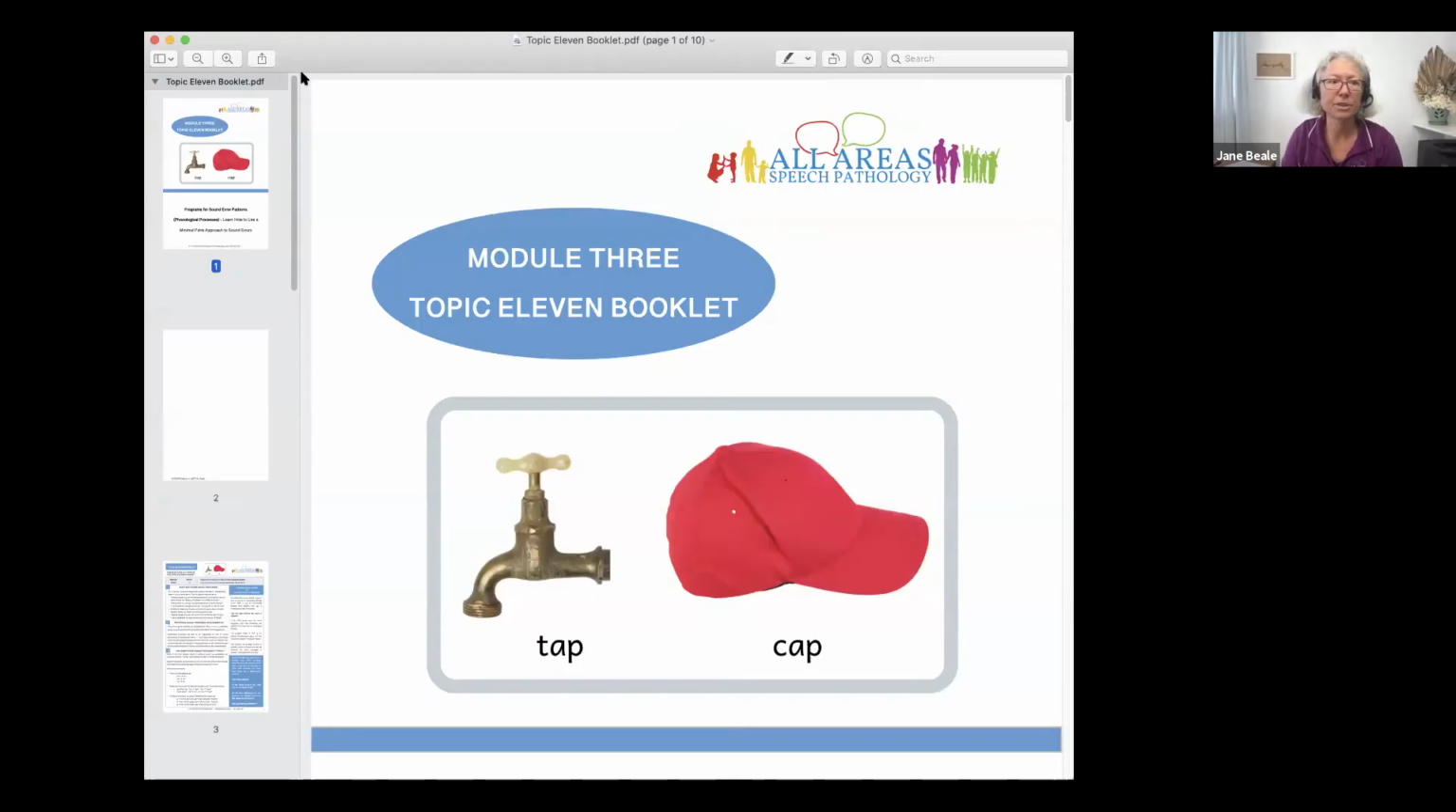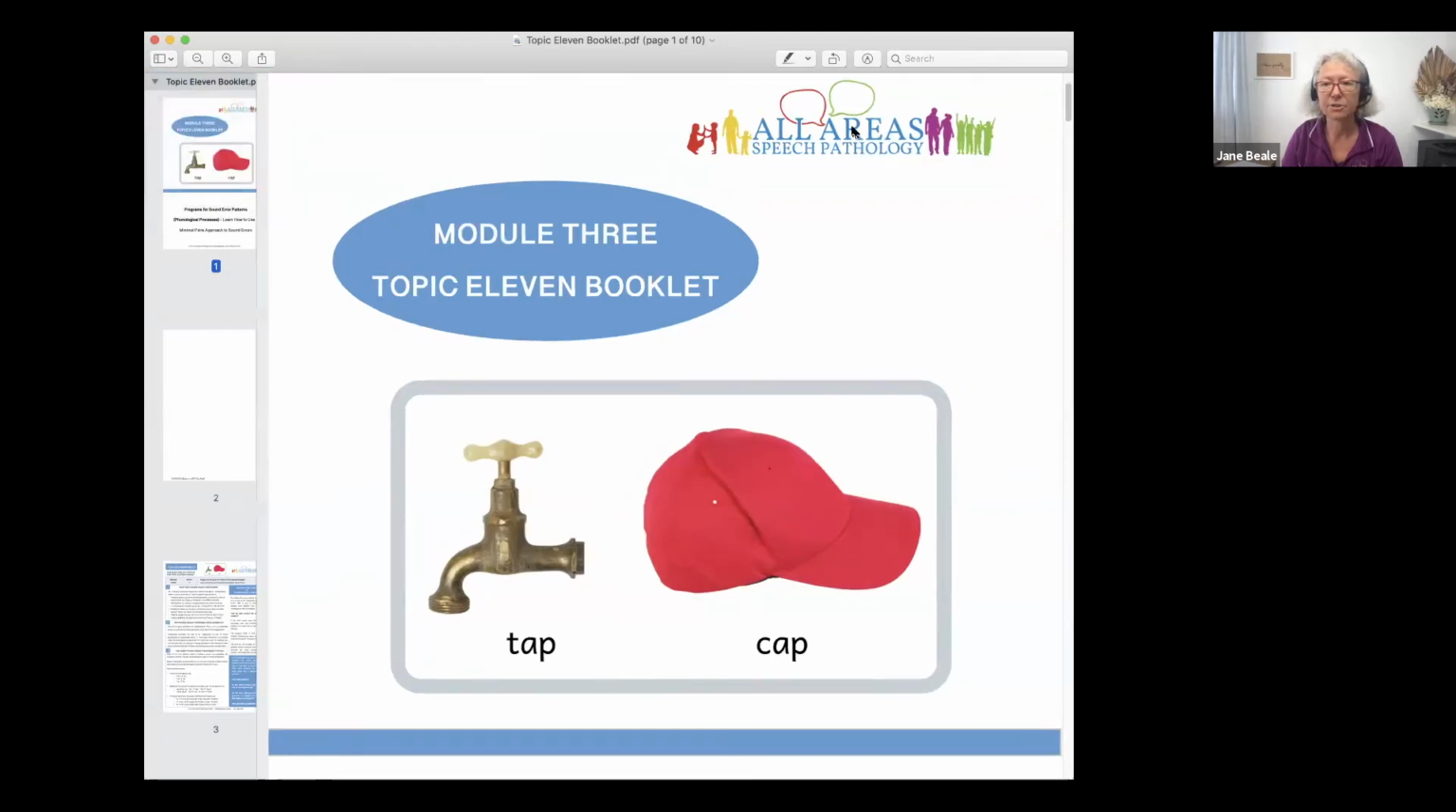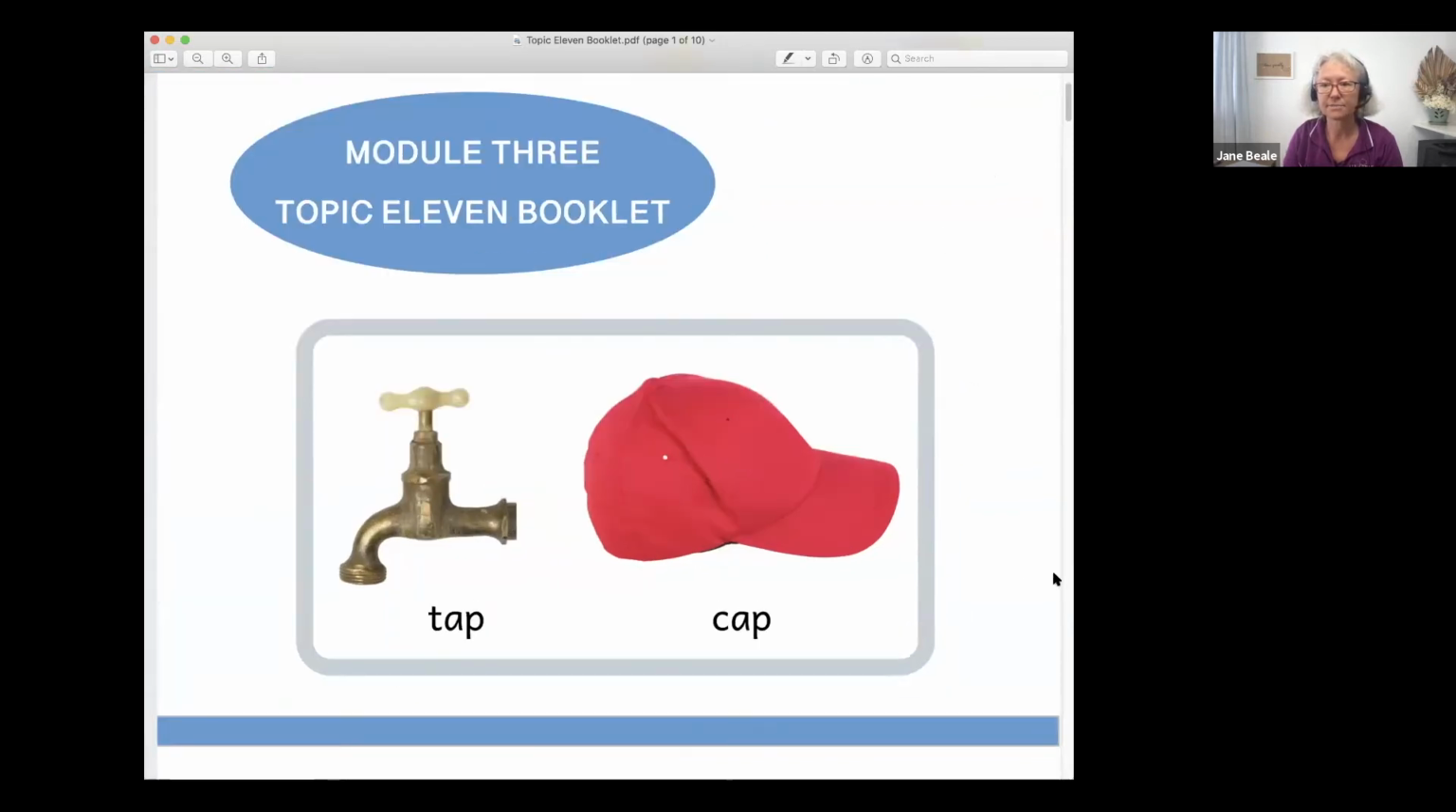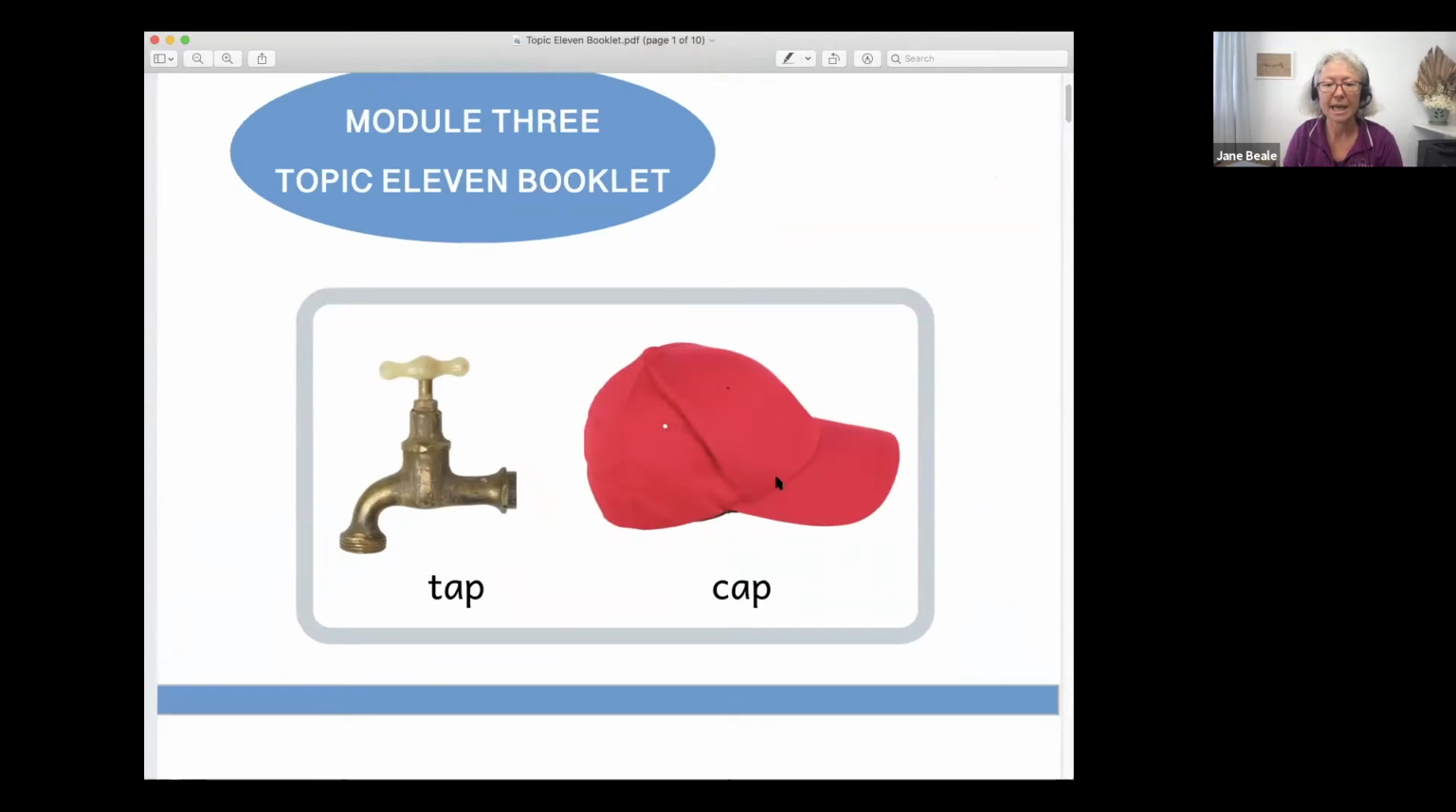Yeah, here's our booklet. I did a long intro then because it's nice just to be able to sit back and think and chat, and then we've got our context set now. Tap and cat, there we go.